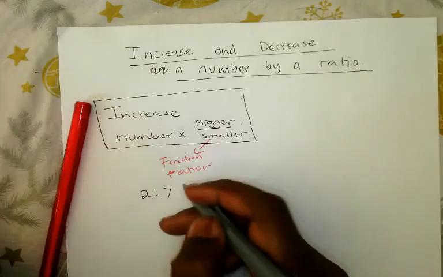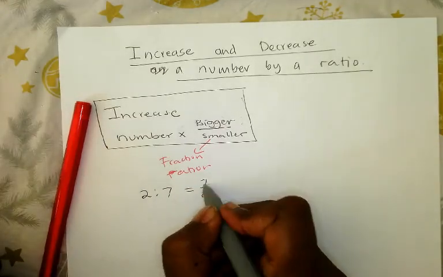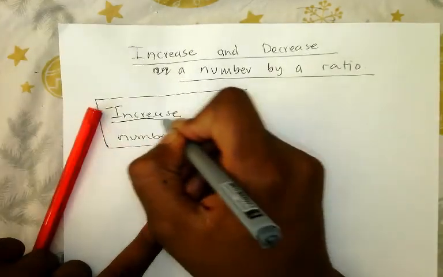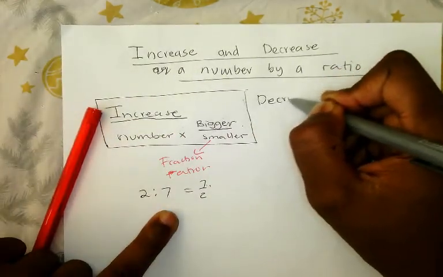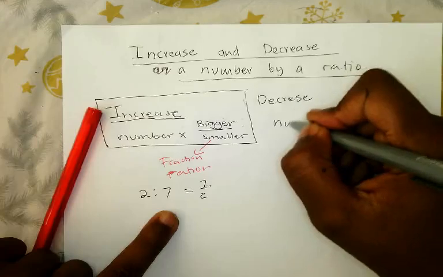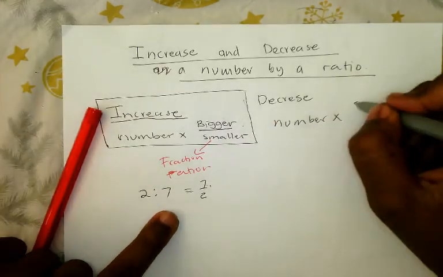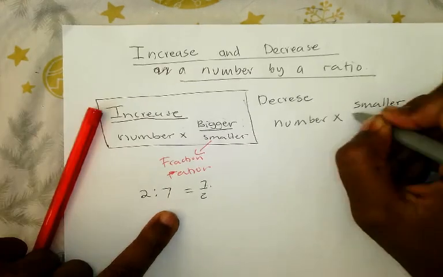That's for increasing. And if we are decreasing a number, you take the number and multiply it by the inverse. The smaller number becomes the numerator, and the bigger number becomes the denominator. So, decrease.